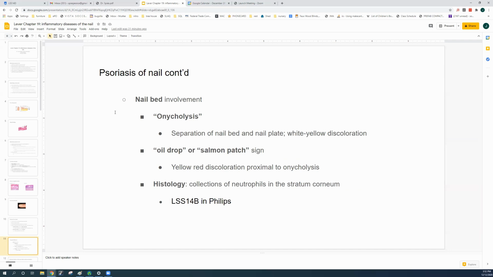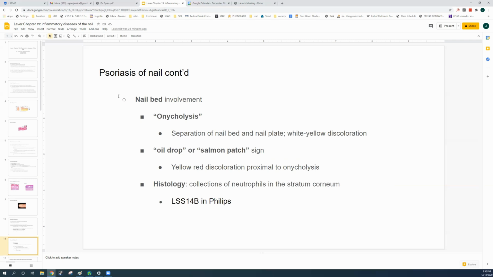If you have nail bed involvement in psoriasis, you get onycholysis, which is separation of the nail bed and nail plate, and that usually causes a white-yellow discoloration. You can also get, and this is prototypical for psoriasis, the oil drop or salmon patch sign, which is a yellow-red discoloration proximal to the area of onycholysis in the nail.